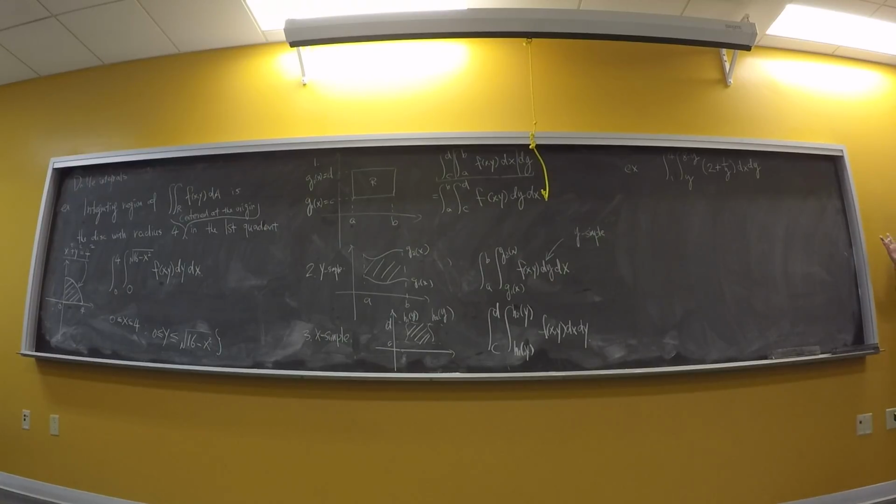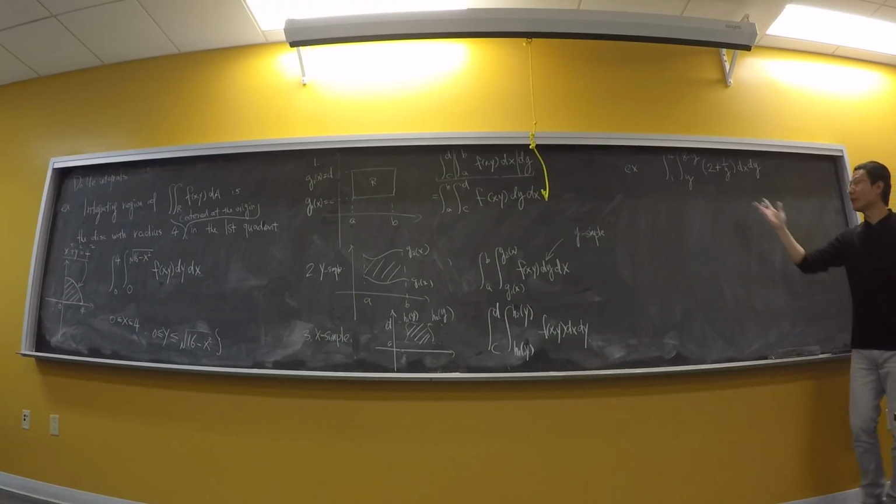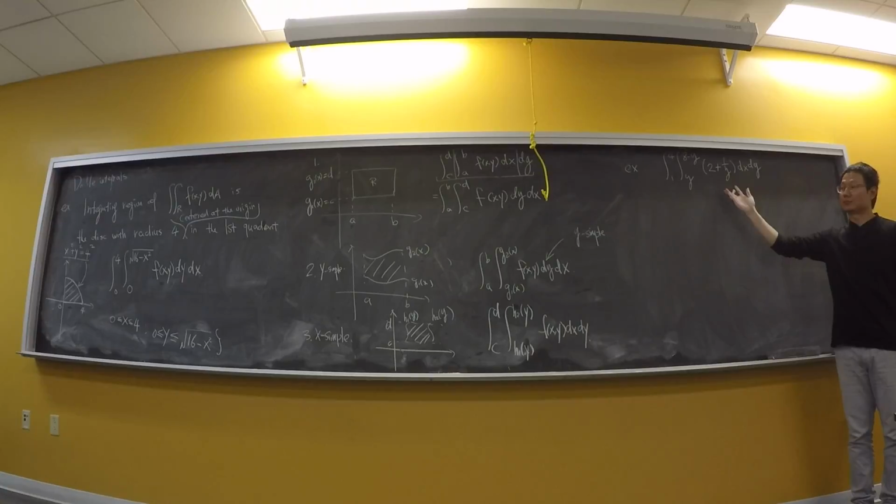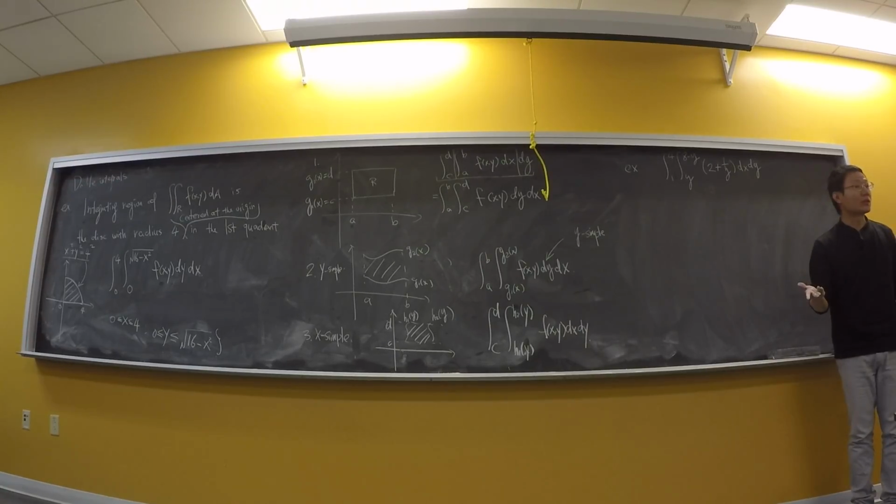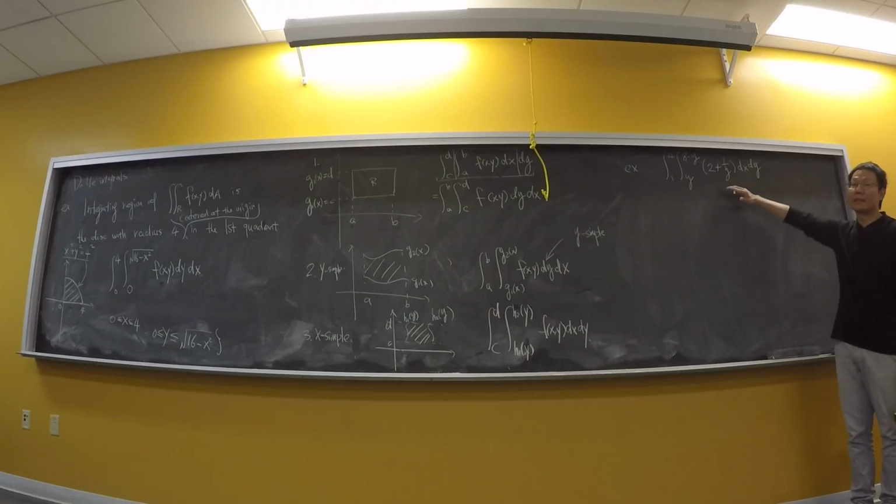Again, I want to mention this one more time. If you already have the double integral written down in a particular form, in a particular order, you don't have to worry about what the region looks like. You can start your evaluation directly and see whether you can come up with a number in the end.